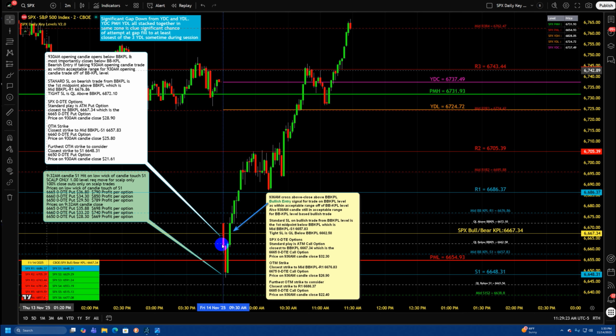So conversely, if this candle had opened below but closed above, then we would instead be looking at a bullish entry signal on the opening candle trade of the 9:30 open candle. Also, this candle is within the acceptable range for a trade off of the bull bear KPL, of where exactly it is closing.